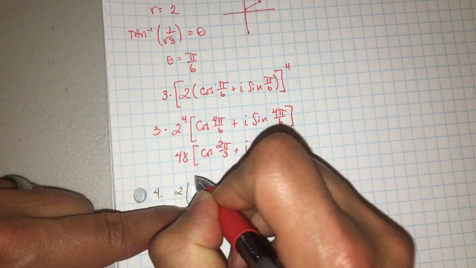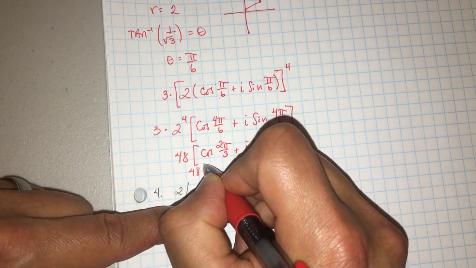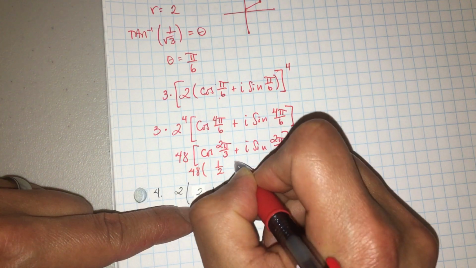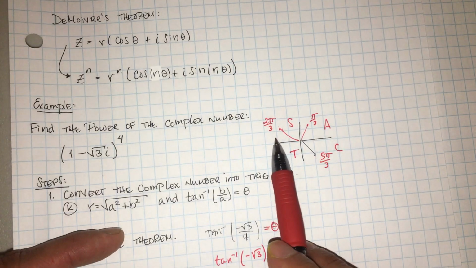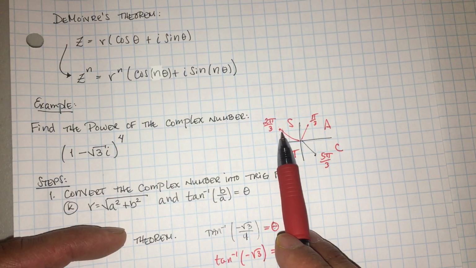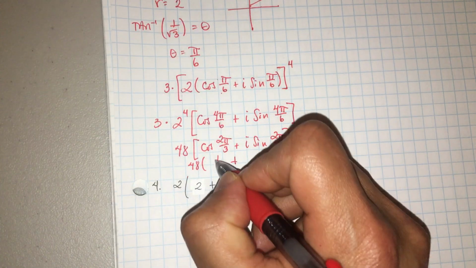Okay. And I'm going to try to fit it in here. Now this is 1/2. Now is it positive or negative? Now remember, where's cosine of 2 pi over 3? Well, 2 pi over 3 is over here. That means sine is positive. Only sine is positive. That means this guy's going to be negative.